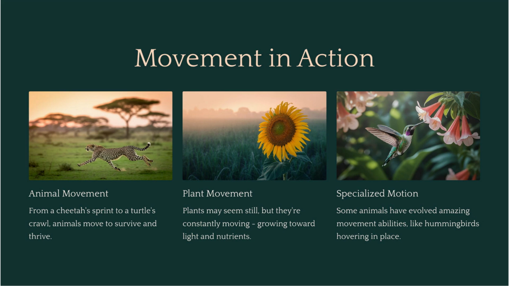Now let's see movement in action. Animals move in many ways, from a cheetah's sprint to a turtle's slow crawl. Each type of movement helps them survive. Plants may look still, but they are always moving, growing toward light, water, and nutrients. Some animals even have special movement abilities. Here's an example you should remember. Hummingbirds can hover in place while feeding.